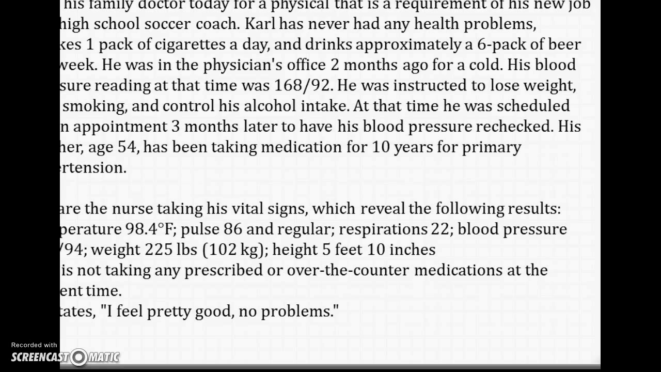So think about his condition and factors. How many modifiable and how many non-modifiable factors are included in this case? Let's go. You are the nurse taking his vital signs, which reveal the following results: a temperature of 98.4 Fahrenheit, pulse 86 and regular, respiration of 22, a blood pressure of 174 systolic over 94 diastolic, weight 225 pounds, and height 5 feet 10 inches. Carl is not taking any prescribed or over-the-counter medications at the present time. He states, I feel pretty good. No problem.